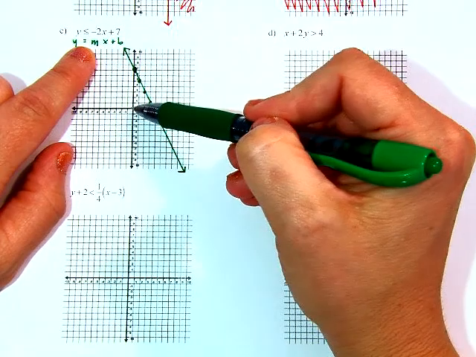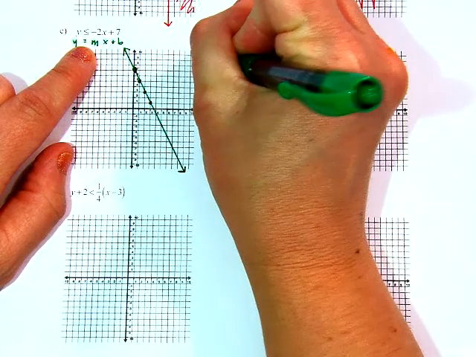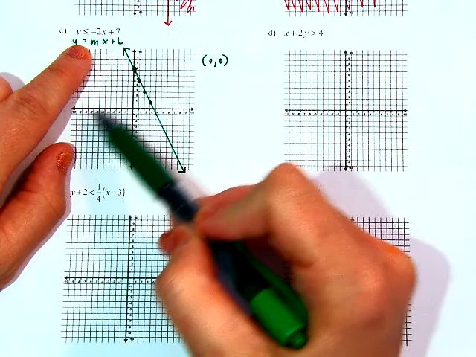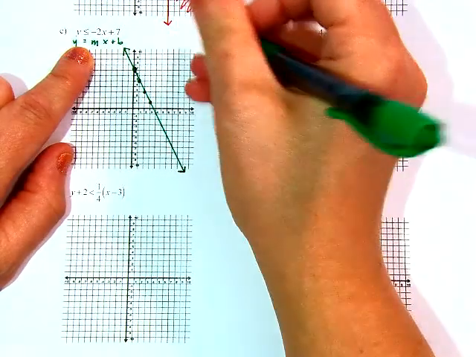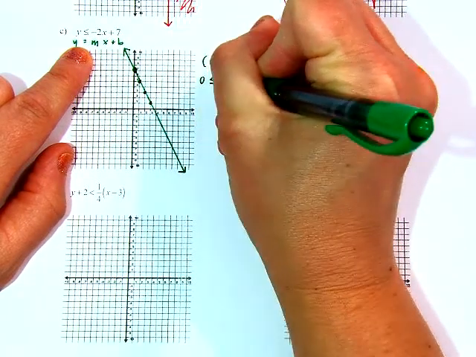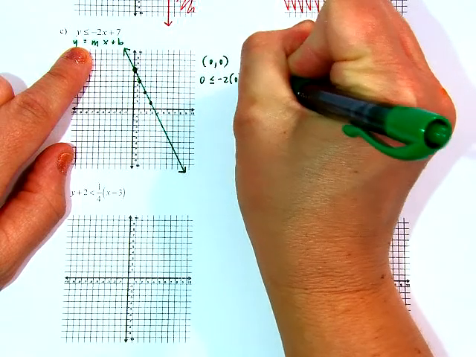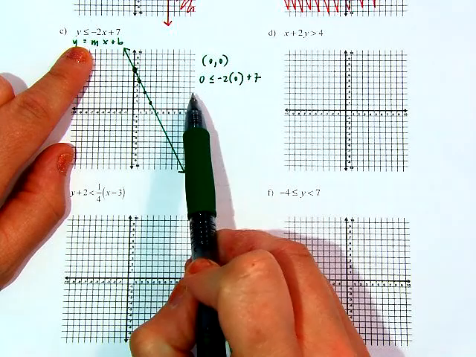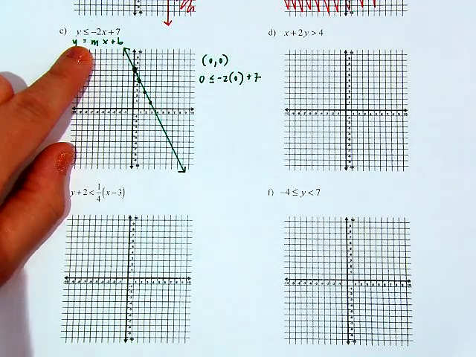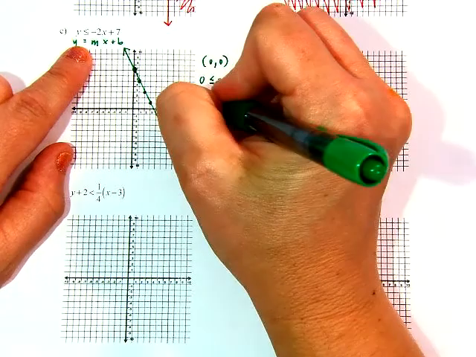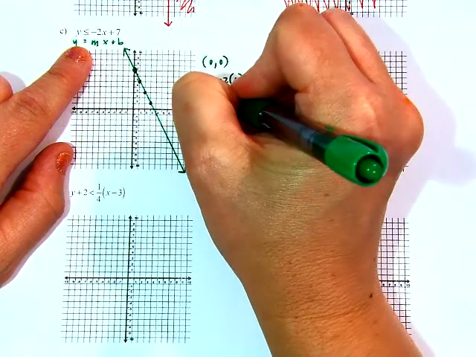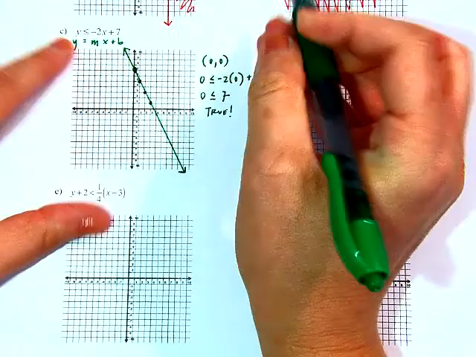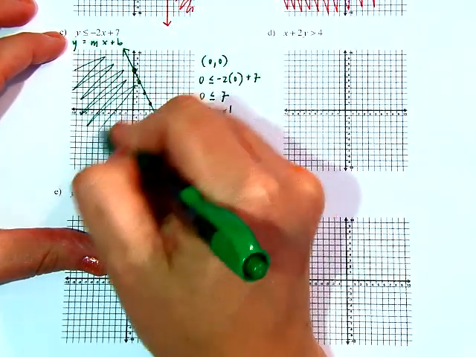So I'm going to plug in 0, 0, the origin, as my checkpoint. Again, if I plug that in and I get a true statement, that's the region that I shade. So plugging it in, I get 0 is less than or equal to -2 times 0 plus 7. Plugging in something with 1 zero or 2 zeros wipes so many things away, it makes it so easy for your checkpoint to see if it's true or false. So I get 0 is less than or equal to 7, right? Absolutely true. That is the region that we shade, the one that has the origin as one of the points.